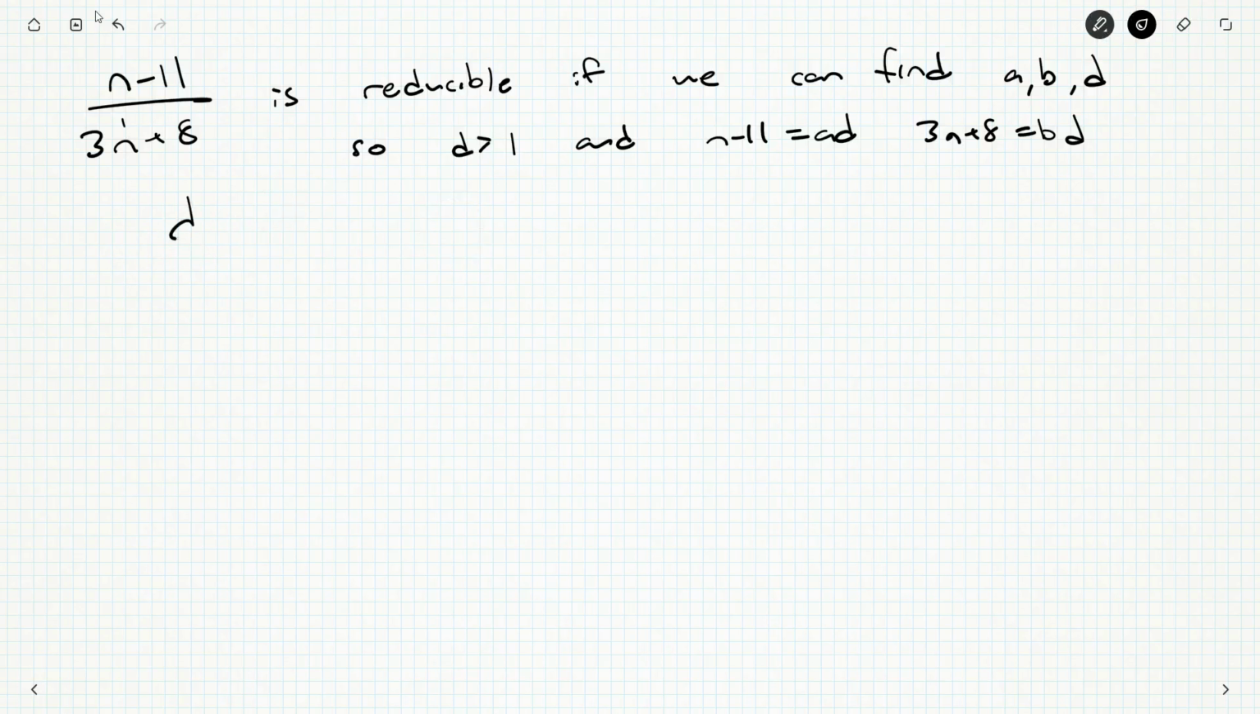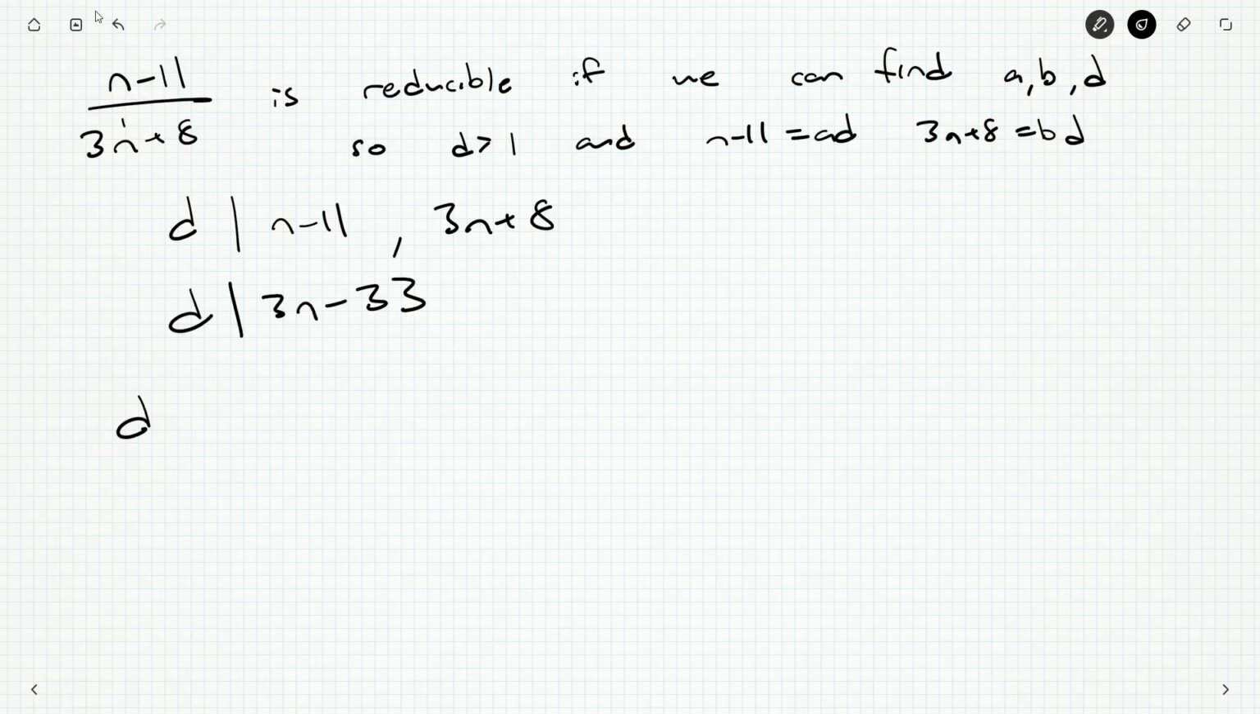So d divides n minus 11, but it also divides 3n plus 8. Now, I don't know what n is. I don't have an understanding of n, I can't get a handle on it at all, but we can probably eliminate n. If d divides n minus 11, d has to divide 3 times that as well, because n minus 11 is a factor of 3n minus 33. Now, if d divides 3n minus 33 and 3n plus 8, then d divides their difference. This guy here is just 3a times d.